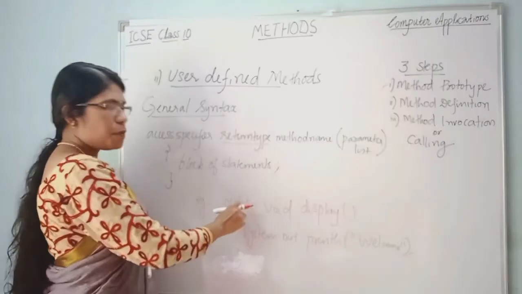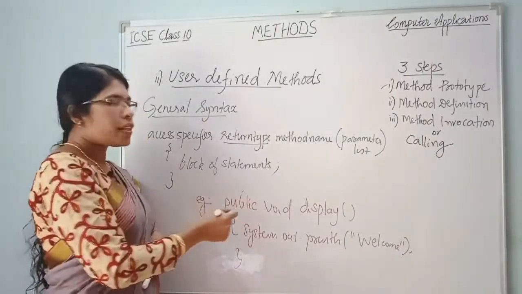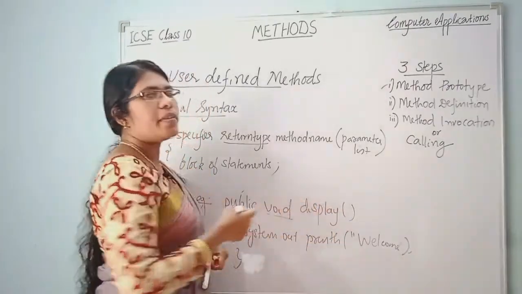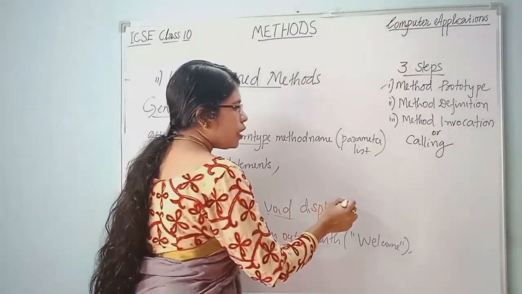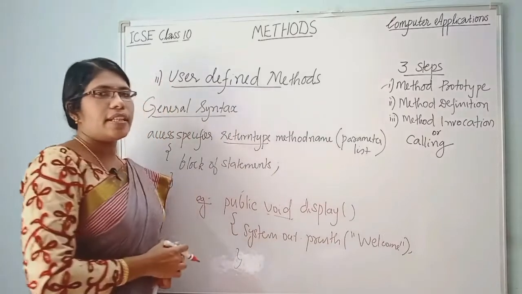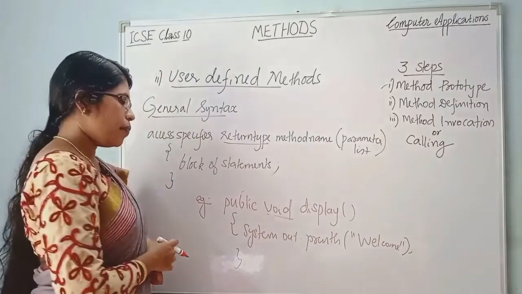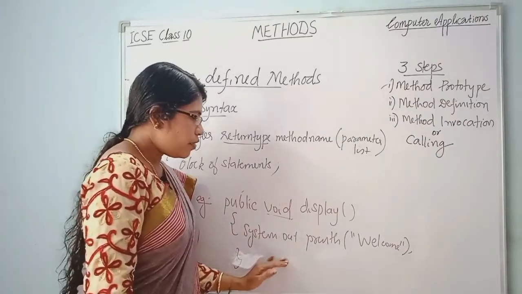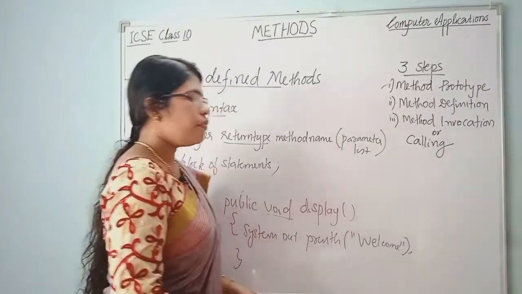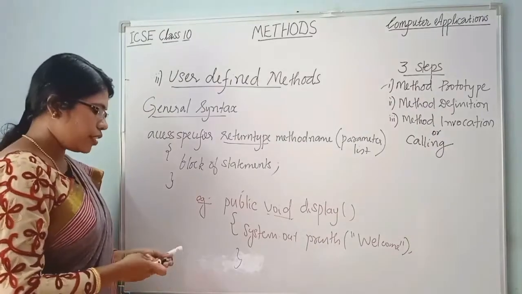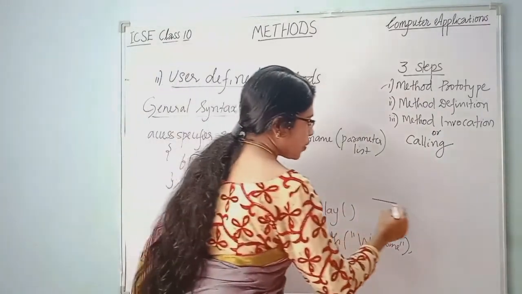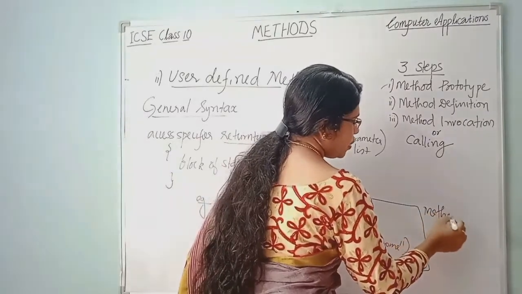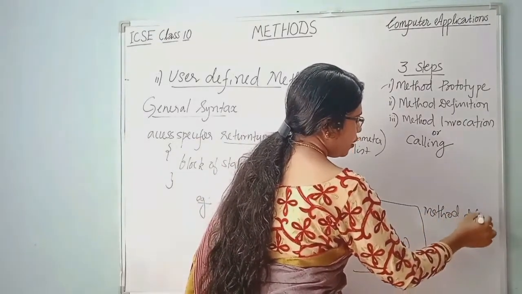It has an access specifier, which is optional. It has a return type that is compulsory. It has a method name that is also compulsory, with or without a parameter list. That is according to the program. Inside the curly brackets we have given system.out.println welcome. So this is the method definition, or this is a method. The entire block is known as the method definition.